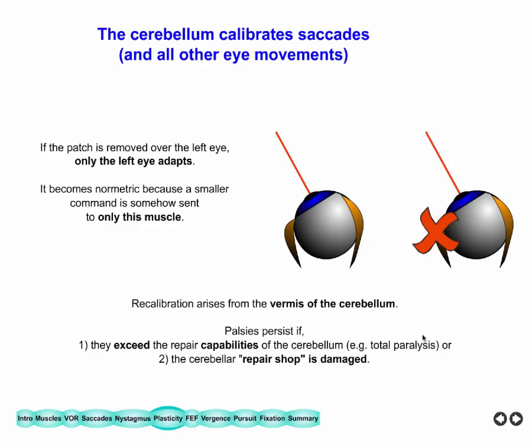Now, this palsy will persist if it exceeds the capacity of the cerebellum, so that if you've got a complete palsy, nothing's going to help you. You didn't have a muscle there. There's no amount of input that would get you the right stuff. The other possibility is that the cerebellum itself gets damaged.